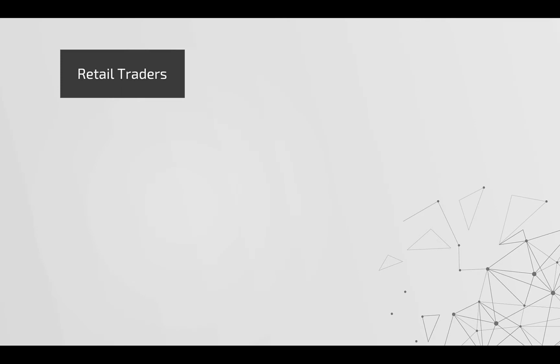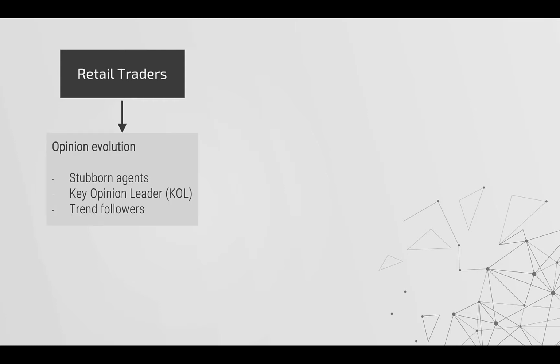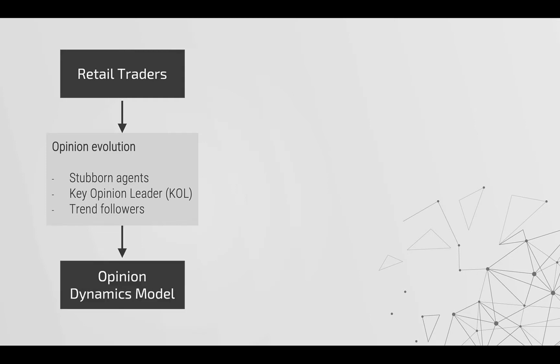I'll explain these two models in the context of our project, beginning with retail traders who are the focus of the GameStop short squeeze. The opinion evolution of these retail traders is especially important for us, and our hypothesis is that most retail traders are stubborn, and among them exist some key opinion leaders who are followed by the rest of them religiously. In order to model this opinion evolution, we have to use the opinion dynamics model, which models the interaction between individuals in a system and simulates the evolution of opinions within such a social system.